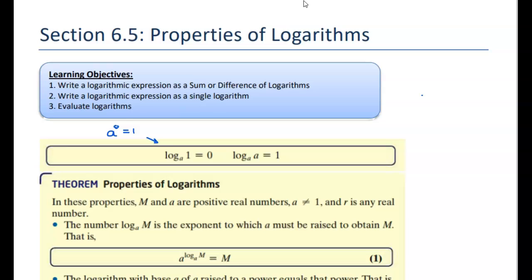Alright, let's look at this. Log base a of a, so if the bases match, then we get 1. Again, if we change this to exponential form, we get a to the 1 equals a, and that makes sense, right?